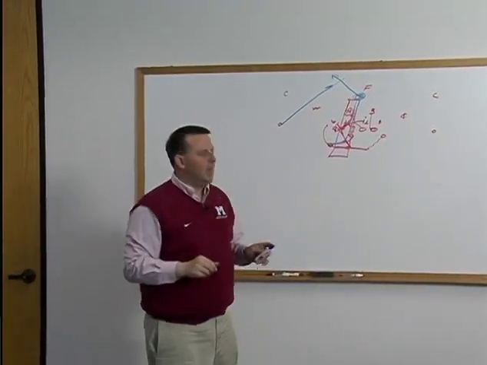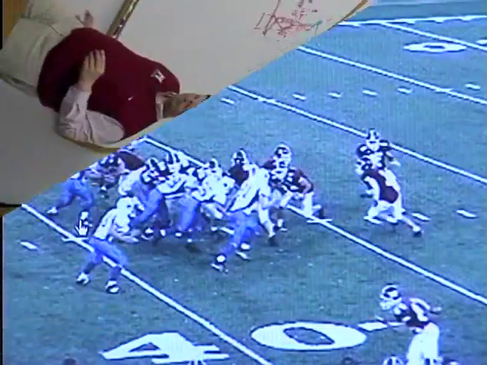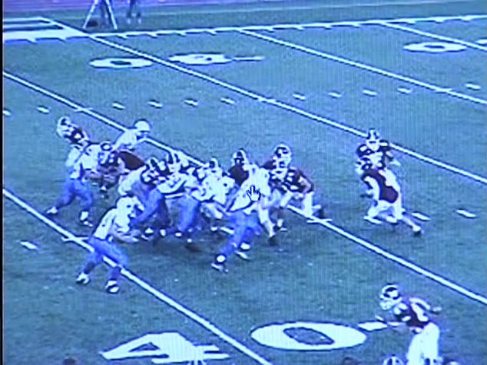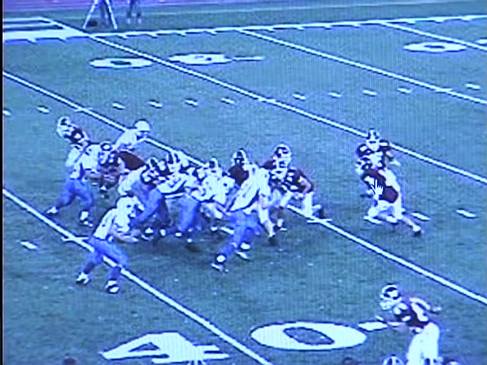Let's take a look at some 30 and 32 counter. We talked about the pod action. If you take a good look, we have the tackle, the fullback, the motion man, the quarterback, and the ball carrier, all in a position where our inside linebacker can't really see what's going on. This provides for great deception and really enhances the play.